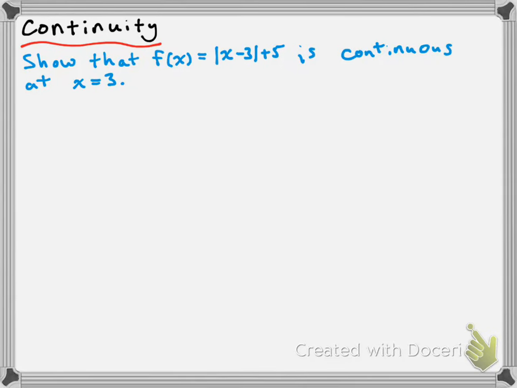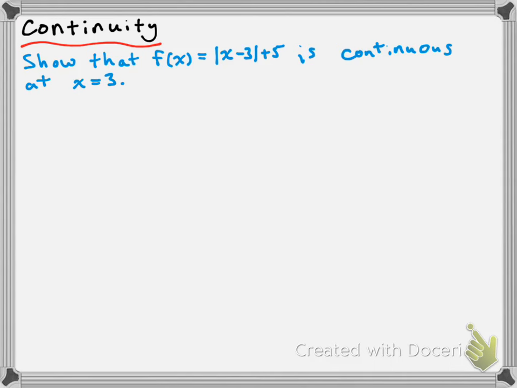Hey everyone, so I just want to go through an example of showing that a function is continuous at a point since we didn't get a chance to do one in class. So this is the question we're going to look at. Show that f of x, which is equal to the absolute value of x minus 3 plus 5, is continuous at x is equal to 3.